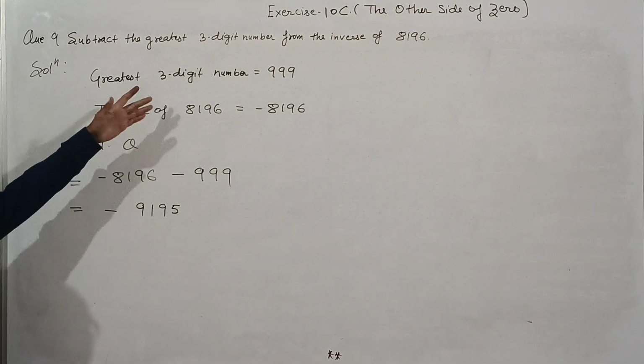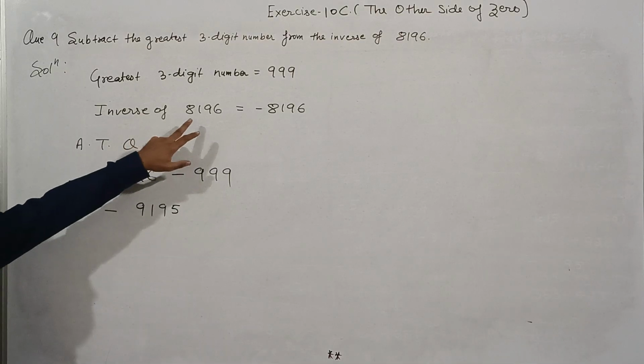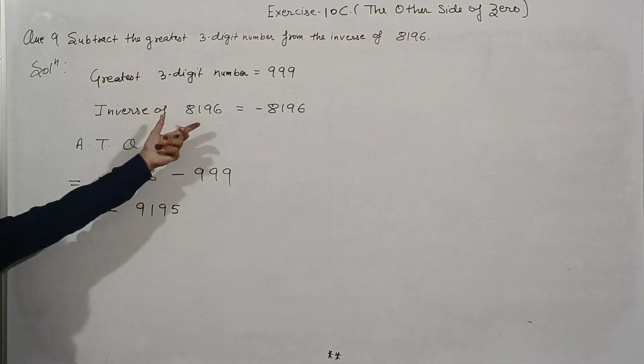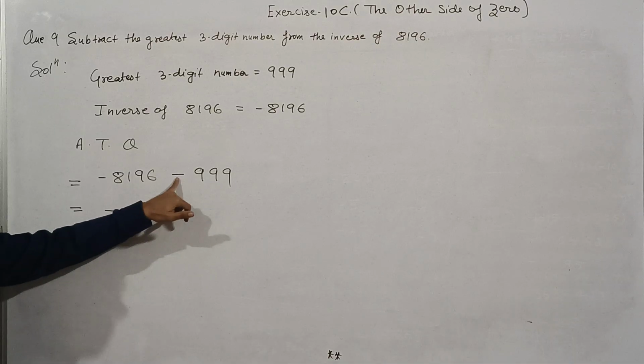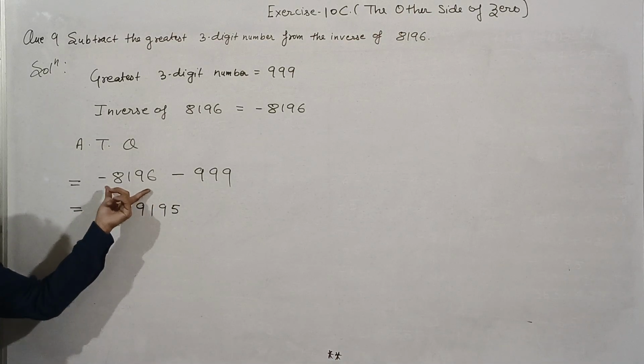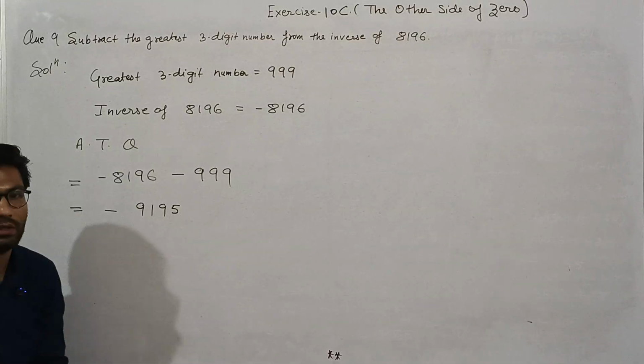So first we write the greatest 3-digit number, then we find the inverse. Now the question says subtract the greatest 3-digit number from the inverse. So we subtract the greatest 3-digit number from the inverse of 8196, and we get this number.